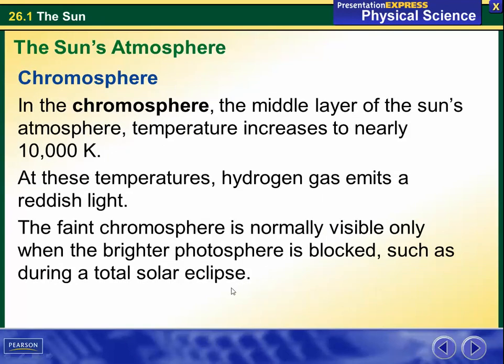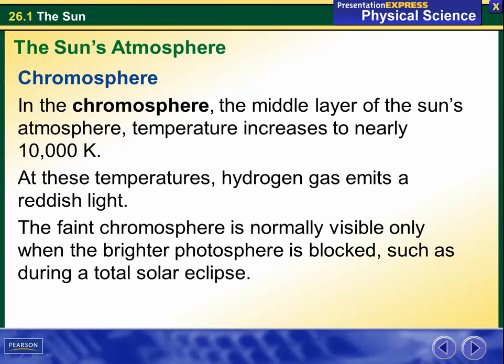Then as we move out, we have what's called the chromosphere. This is the middle layer of the sun's atmosphere, where our temperatures are now up to 10,000 Kelvin. At these temperatures, a reddish light is emitted from hydrogen gas.